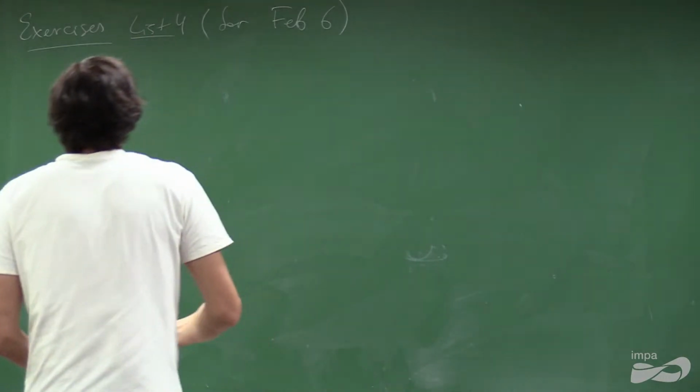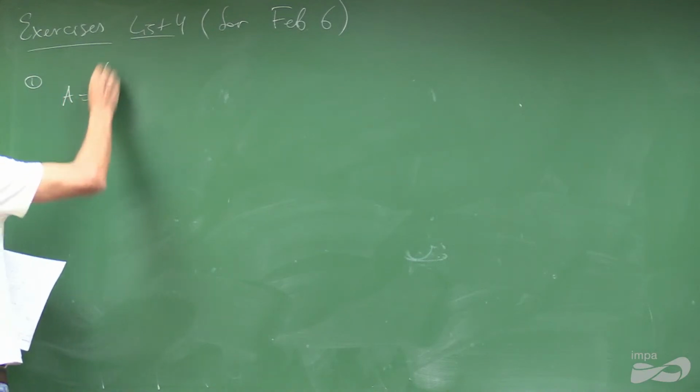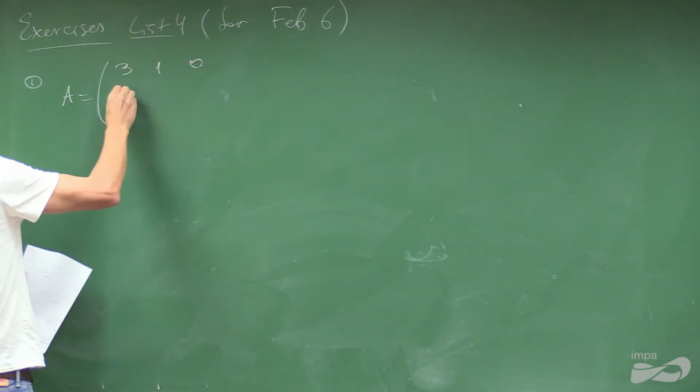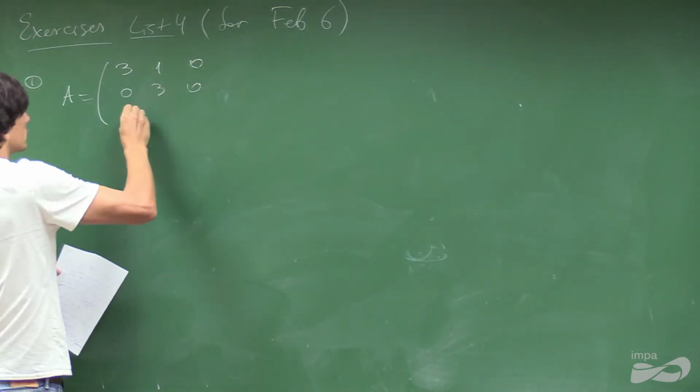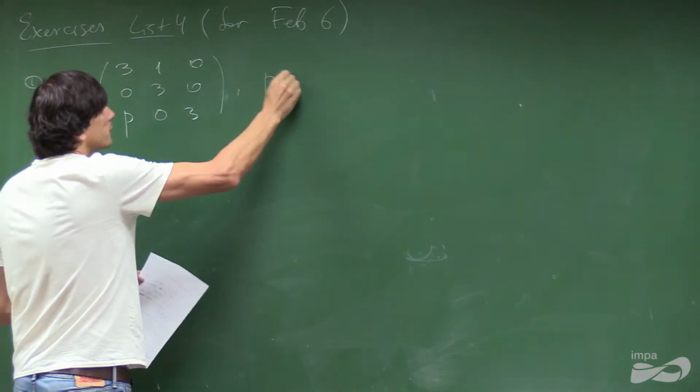So the first problem is you take a matrix, like 3, 1, 0, 0, 3, 0, P, 0, 3, where P is a parameter.